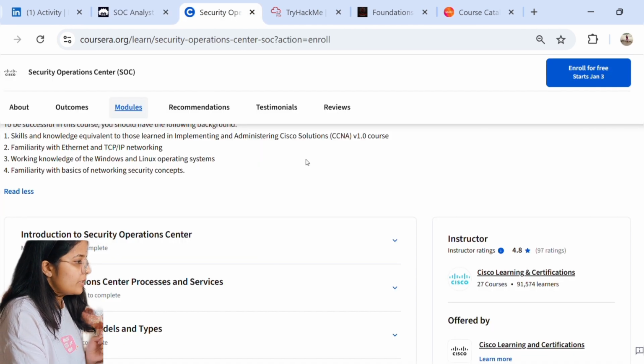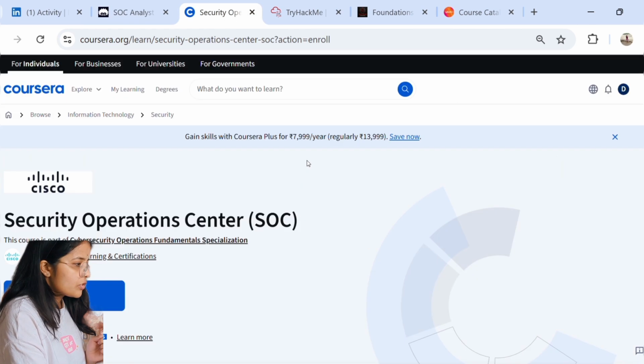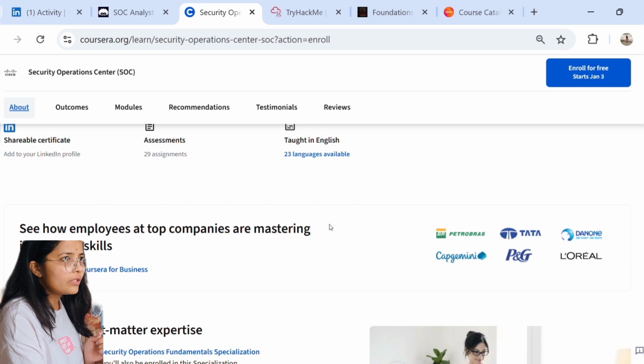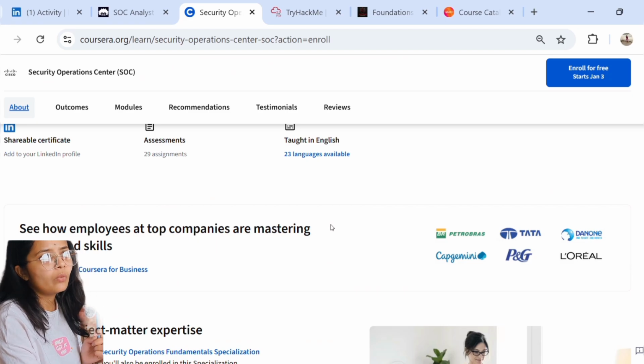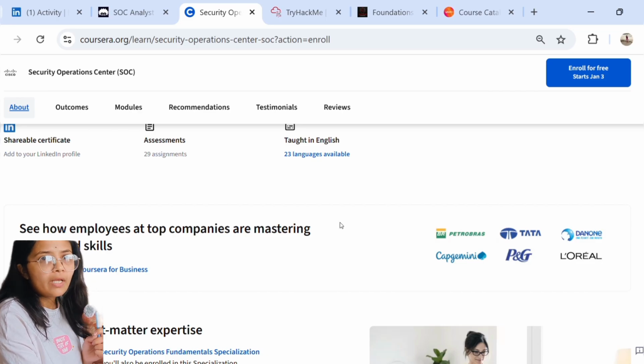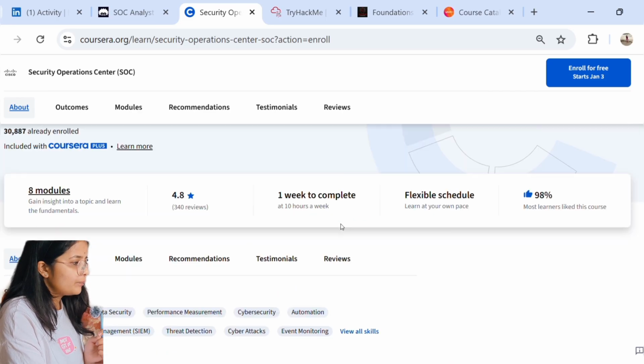Next is Coursera's Cisco Security Operations Center course, which is free, and here there are 8 modules, I guess, and it will take around 1 week or 10 to 12 hours to complete, depending on the experience you currently have in cybersecurity.